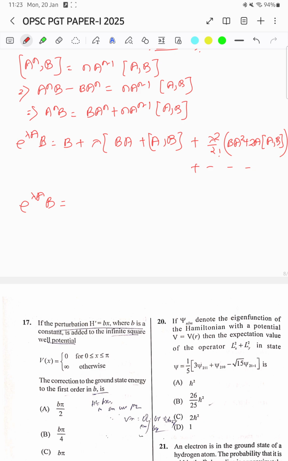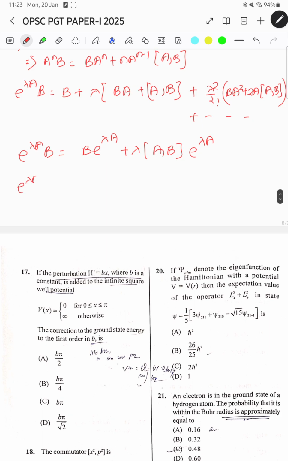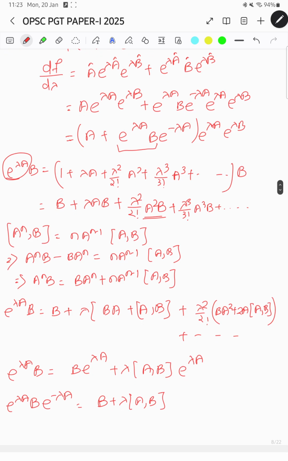Okay, then what we have to do is, we can write it as b e to the power lambda a plus lambda [a, b] commutation e to the power lambda a. Okay, I just took the common from these terms, so you can get this. So e to the power lambda (a+b) e to the power minus lambda a will be equal to b plus lambda [a, b]. Okay, and what is the differentiation I got?